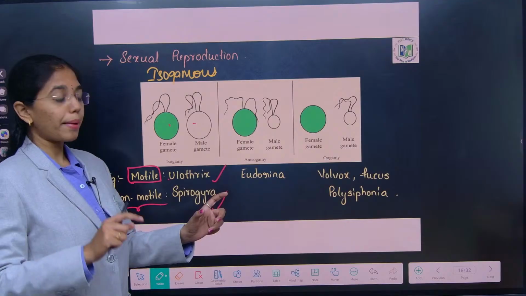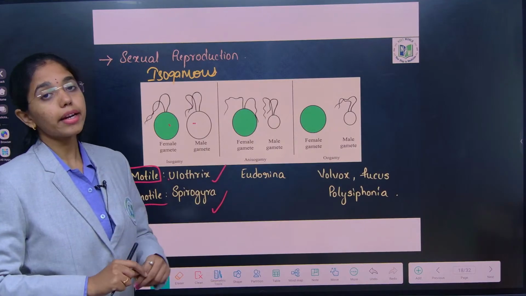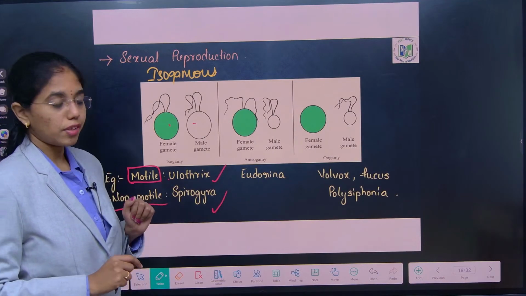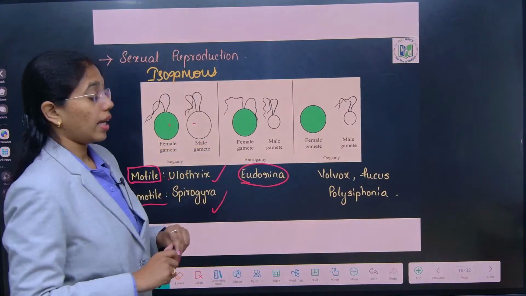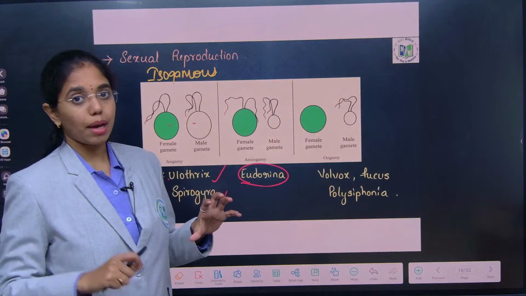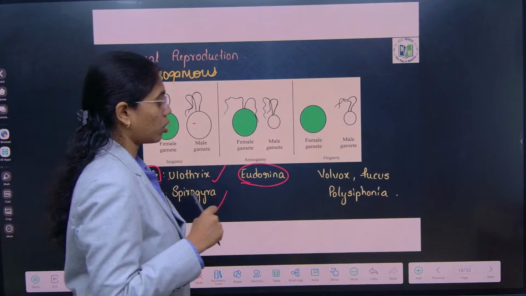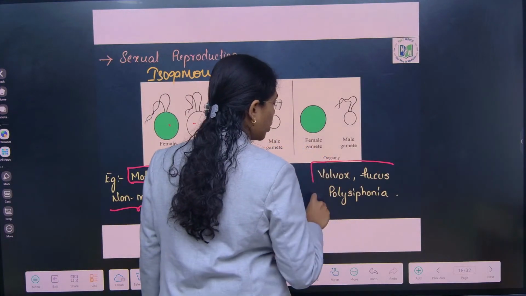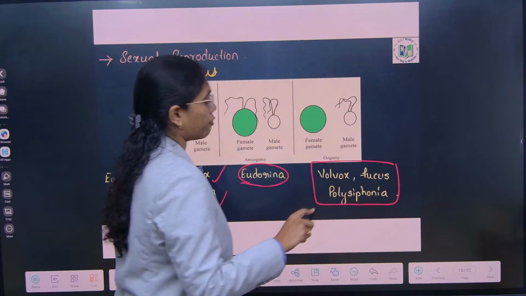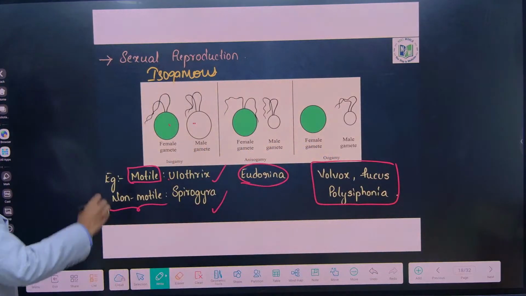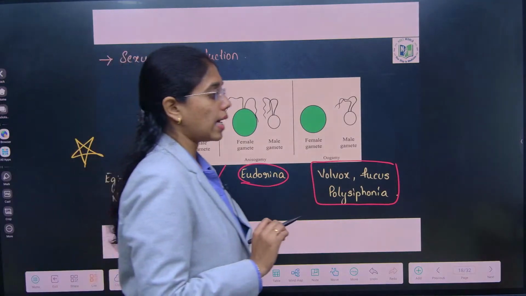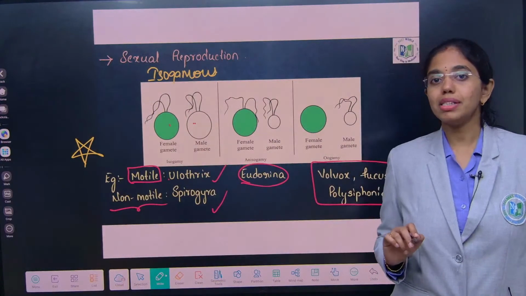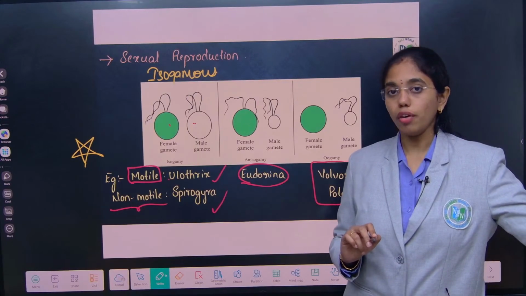Anisogamous, male gamete and female gamete are different in their structure or physiology, example includes Eudorina. Next, large non-motile female gamete and small motile male gamete includes Volvox, Fucus and Polysiphonia. These are the examples which you have to remember for sure. These are the examples for isogamous, anisogamous and oogamous modes of reproduction.